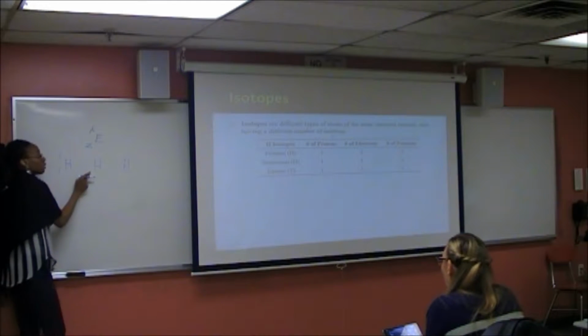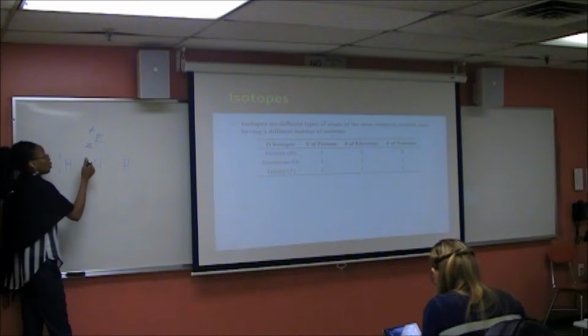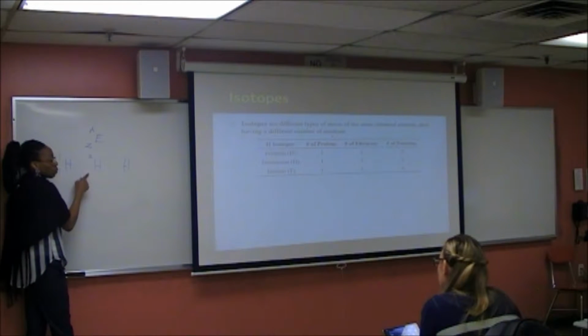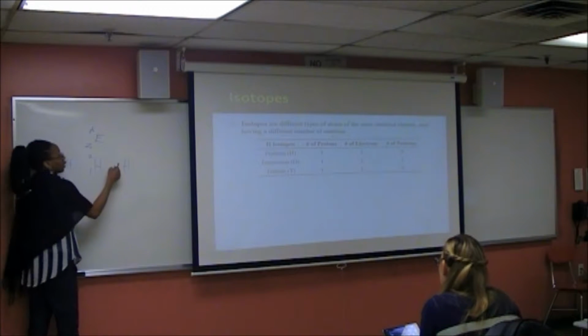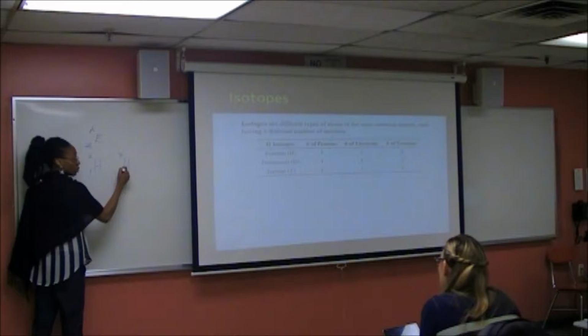So for deuterium, what's my mass number? 2. It goes where? Top or bottom? On the top. And what goes on the bottom? 1. Tritium? 3 on the top and 1 on the bottom.